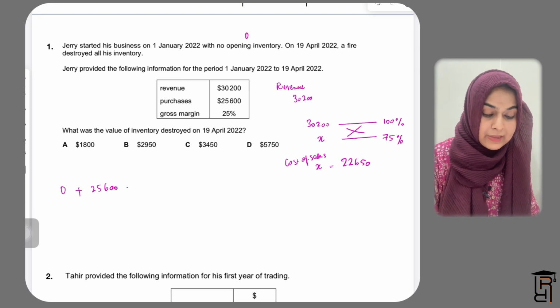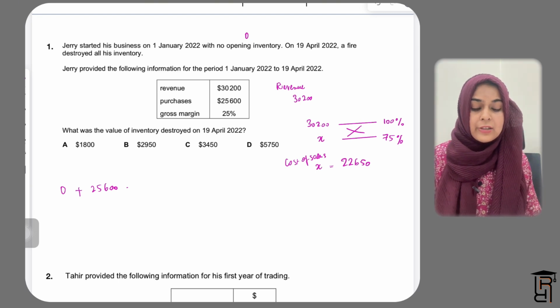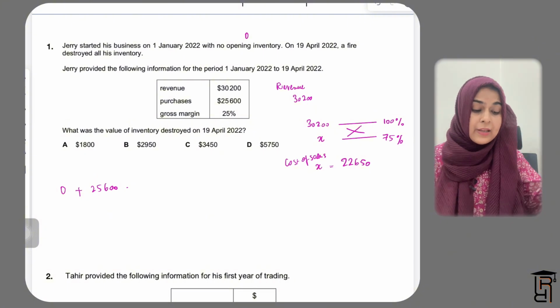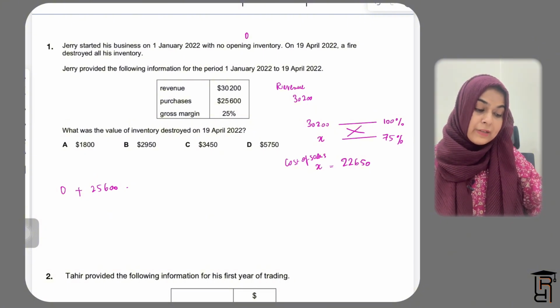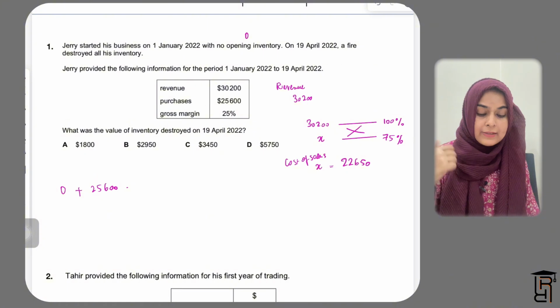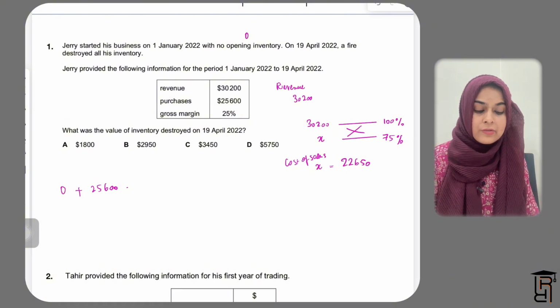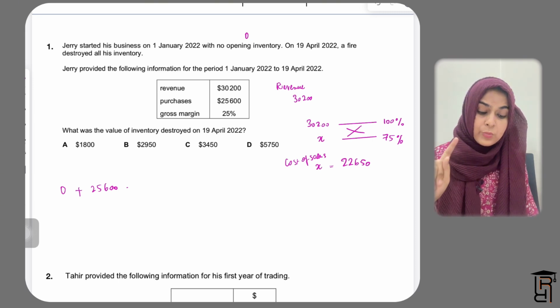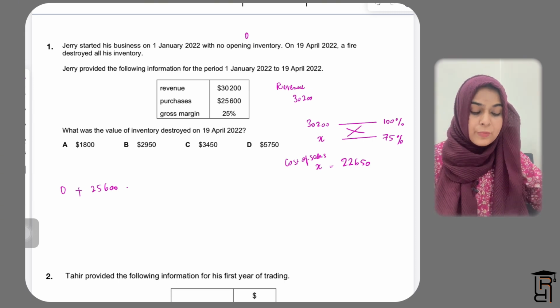So that's it for this question. The next question says Tahir provided the following information for his first year of trading. In the first year, opening inventory again is 0. Whenever it's the first year of trading for a trader, opening inventory is 0. Then they are saying there are sales returns, there are purchases. Then they are saying Tahir's gross margin. Again, they have given you margin in the question. What was the value of closing inventory?